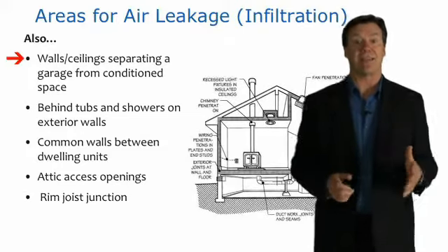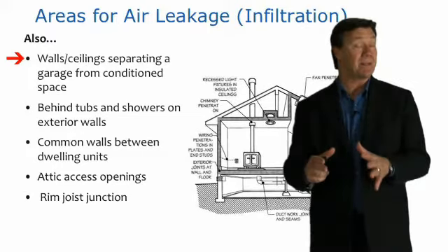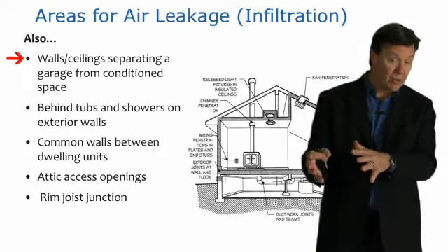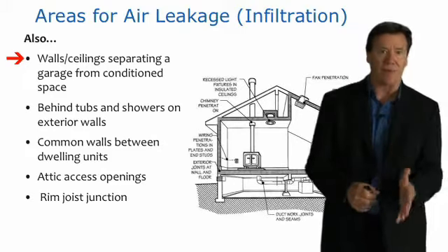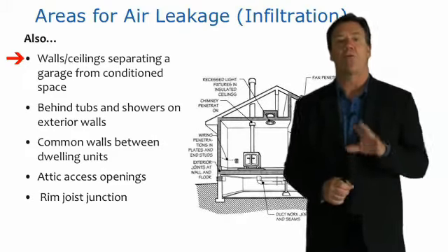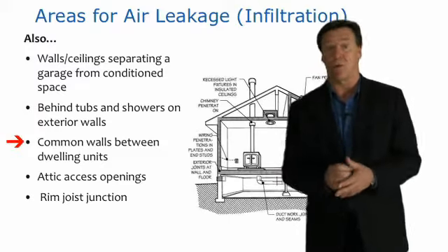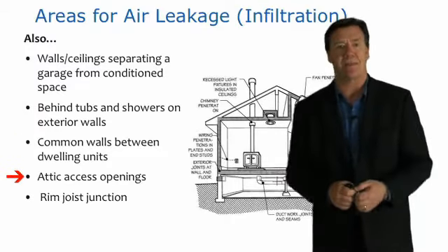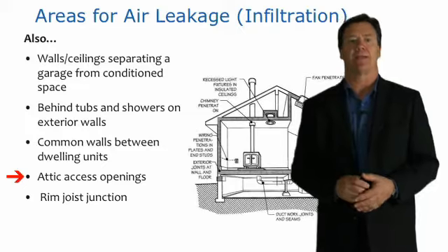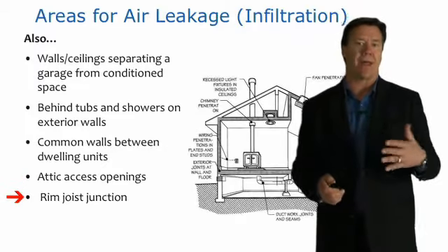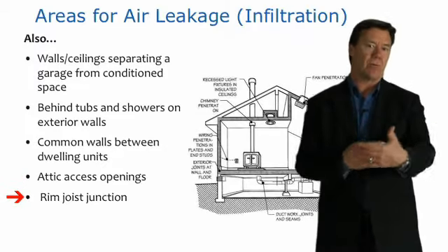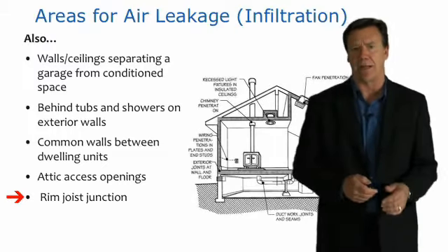Also, walls and ceilings separating a garage from conditioned spaces. In other words, any time that we have a conditioned versus a non-conditioned space, we have to seal those walls and ceilings. Also behind tubs and showers and exterior walls, as well as attic access openings. And another important area is rim joist junctions, where our floor joists intersect our rims around the perimeter of the house. Those are also very leaky areas.